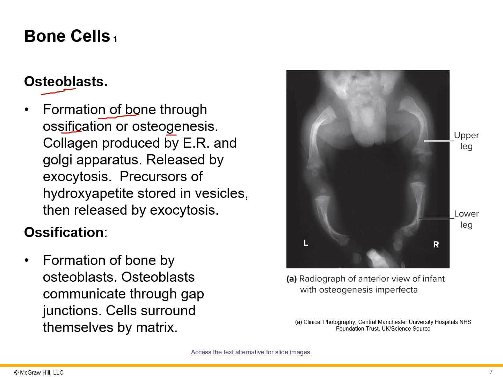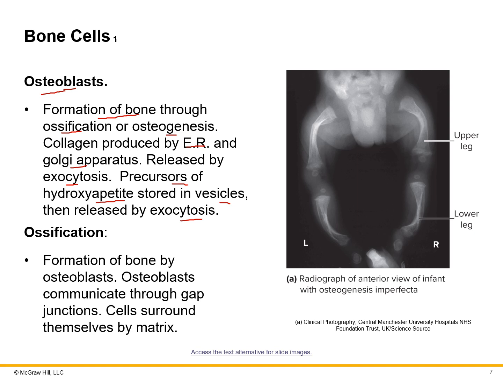Here the collagen is produced in the endoplasmic reticulum and then the Golgi. If you remember back to your bio, the ER produces molecules, the Golgi modifies and sorts them, and sends them where they need to go. So the collagen gets made in the endoplasmic reticulum, shipped to the Golgi, and then released from the cell through a process called exocytosis. The precursors for the inorganic material, the hydroxyapatite, are stored in vesicles within the cell and also get released through that exocytosis process.